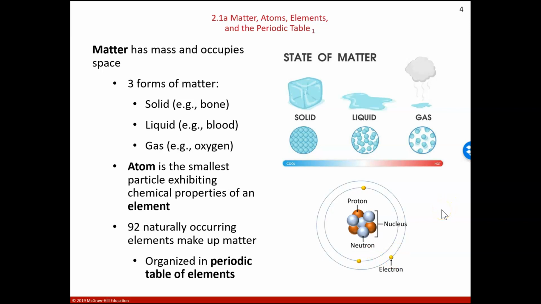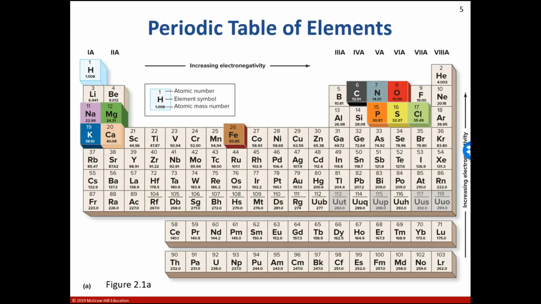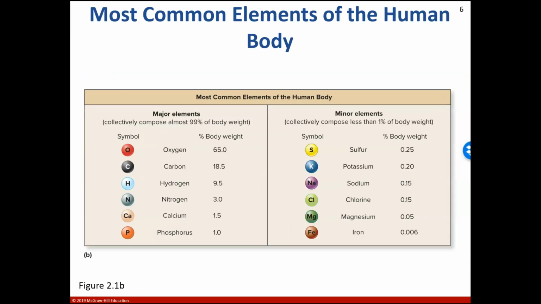There are 92 naturally occurring elements that make up matter, and they're organized into a periodic table of elements, which we see over here. I think it's helpful if you print this out or keep a photo of this handy, because we will be using this all throughout this week.